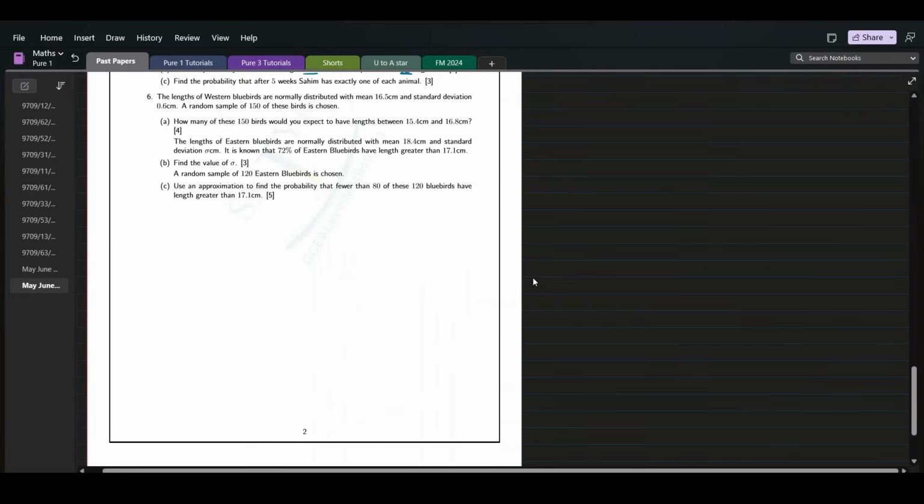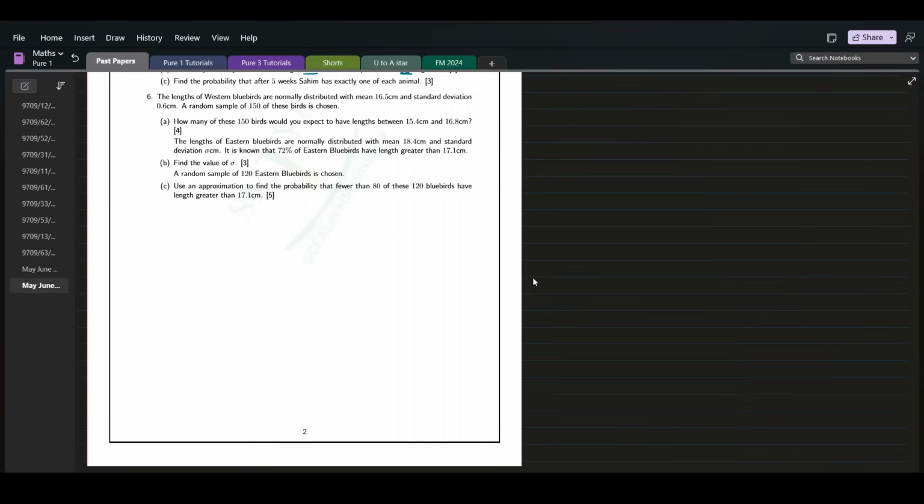Number 6. The lengths of western bluebirds are normally distributed with mean 16.5 centimeters and standard deviation 0.6 centimeters. A random sample of 150 of these birds is chosen. How many of these 150 birds would you expect to have lengths between 15.4 centimeters and 16.8? Okay, so let's define our random variable. Let x be the random variable length, and this is in centimeters, of western bluebirds.